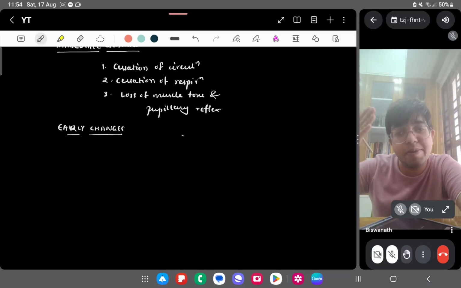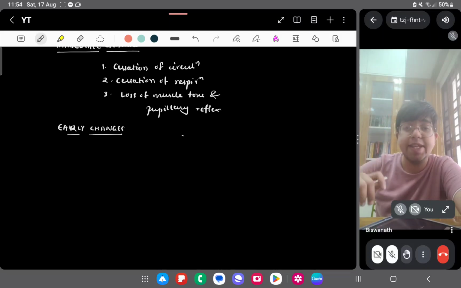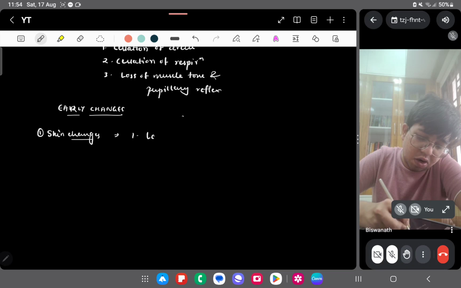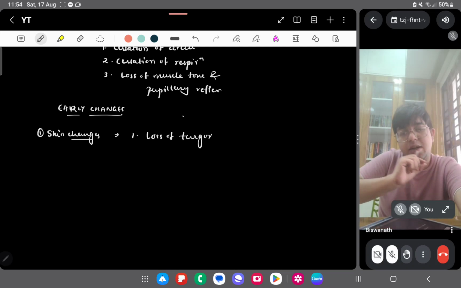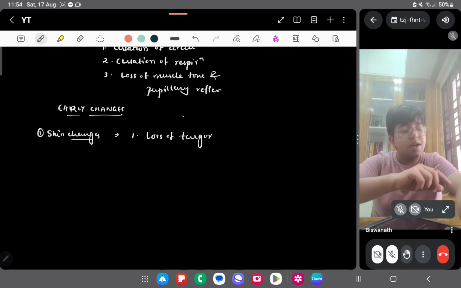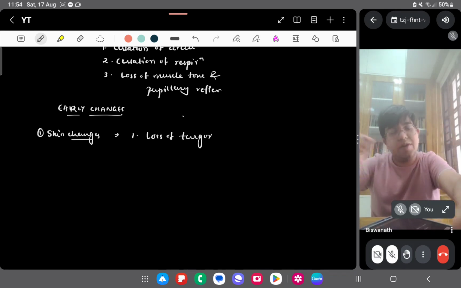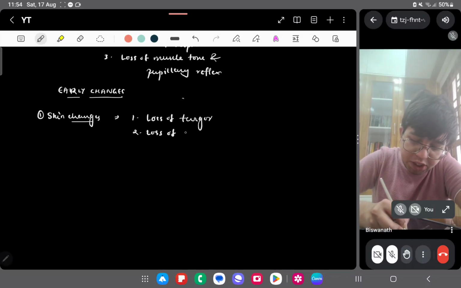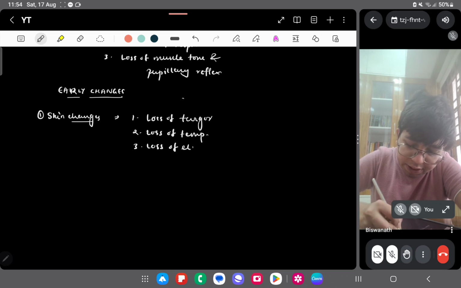There is a loss of turgor of the skin, a loss of temperature of the skin, and a loss of elasticity of the skin as well. So early changes, first one is the skin changes. One is the loss of turgor. Turgor means the tone of the skin, or the basic form of the skin. Understood? And there is a loss of temperature of the skin, and a loss of elasticity of the skin.